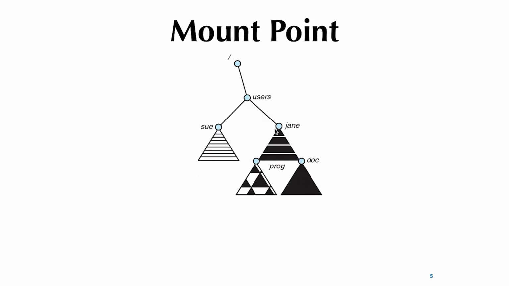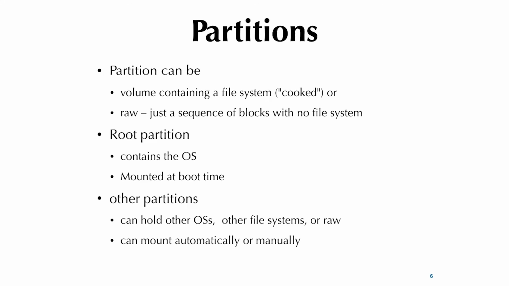So that means different users may have their home directory or their directory structure on entirely different devices. That's possible too, but then they can be accessed uniformly in the same directory tree structure. A partition can be a volume containing a file system, or it could be a raw partition, so unformatted, really low level and without any structure. So it's raw storage. You use it a lot like just an array.